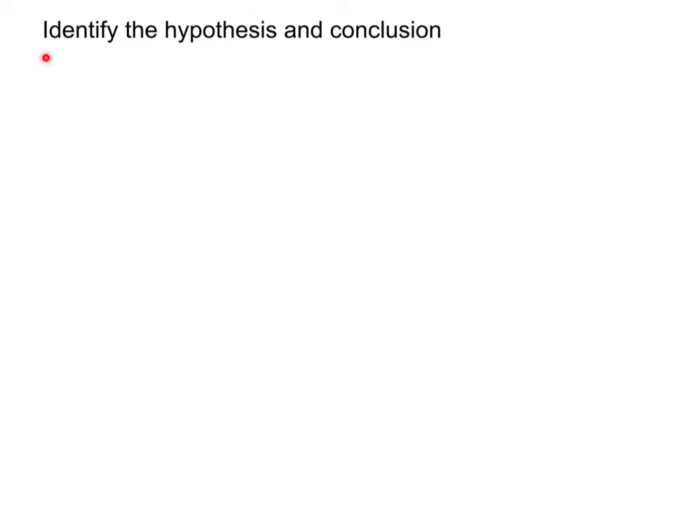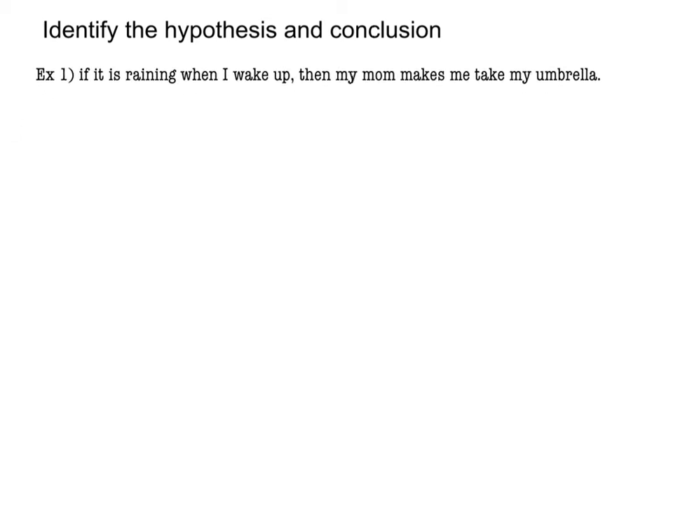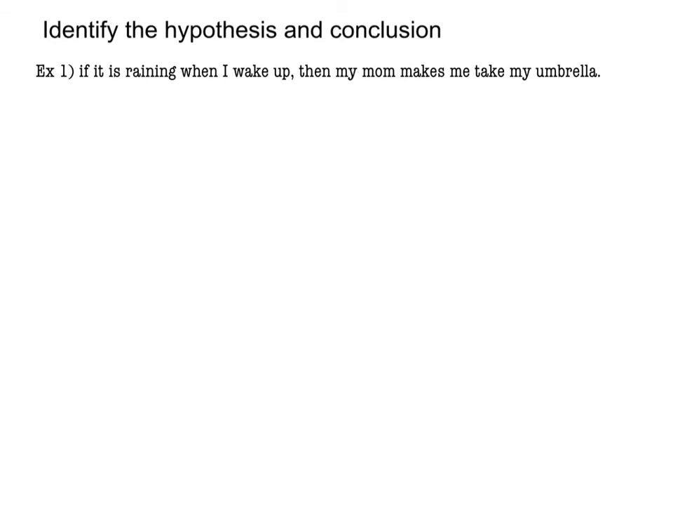Okay, let's look at 2 examples where they ask us to identify the hypothesis and the conclusion. The first one's going to be pretty easy. Here's what it says. Example 1. If it is raining when I wake up, then my mom makes me take my umbrella. Okay, I'm going to spread this out a little bit. So if it is raining when I wake up, then my mom makes me take my umbrella.